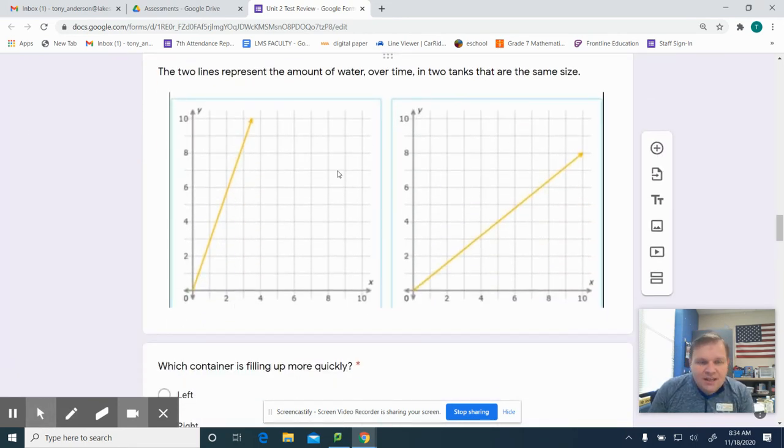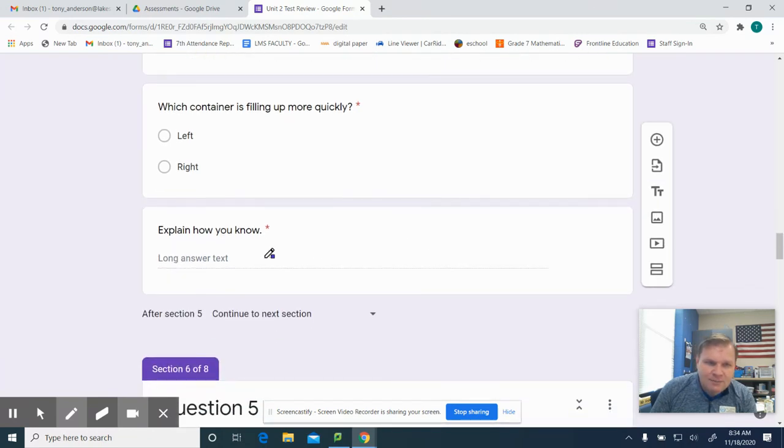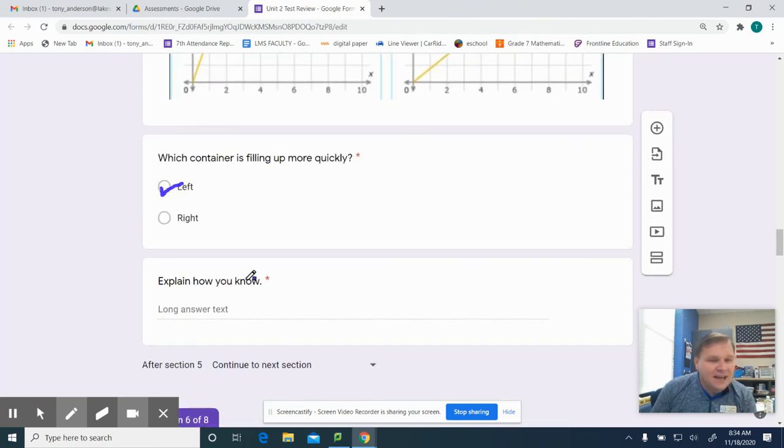On the next one, it says which one is flowing more quickly, is filling up more quickly. Well, that one is going to be this table. And that's because if we make the x-axis time, it's filling up in a smaller amount of time. It's getting more water in there. So this one is filling up more quickly. This one's kind of slower because it takes more time to get more water. And that's the explanation there.